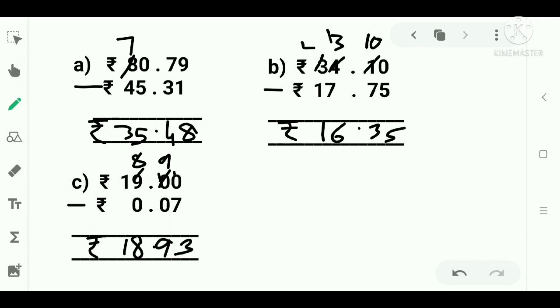Now students, one part left of question number 2. Do that part yourself. If any problem, then we will discuss in live class.